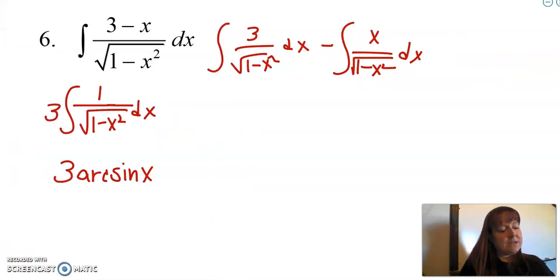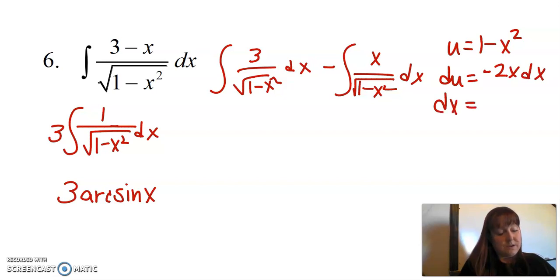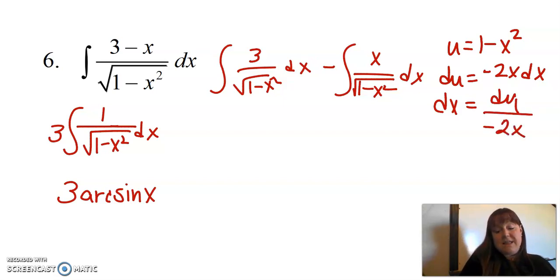The other one's not quite as easy, but it's close, because you notice that I could set u equal to 1 minus x squared, because now du equals negative 2x dx, and then dx equals du over negative 2x. You notice that this negative 2x is now going to cancel out the x on top, so we're in good shape. So let's go ahead and do that. I'll switch colors to change it up.